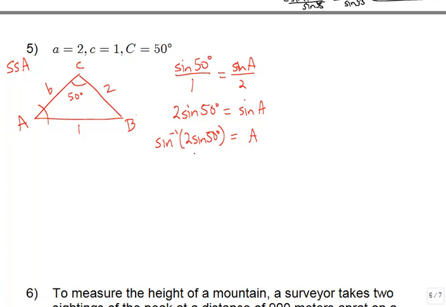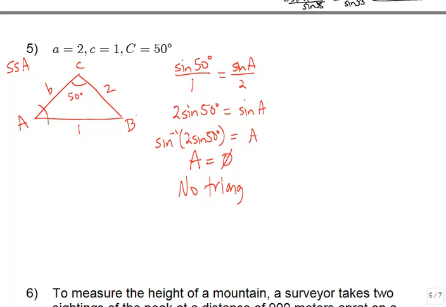So this does not exist. Angle A does not exist. It's too big. The 2 sine of 50 degrees is too big to take the inverse sine of it. So this has no solution, which means we don't have a triangle.